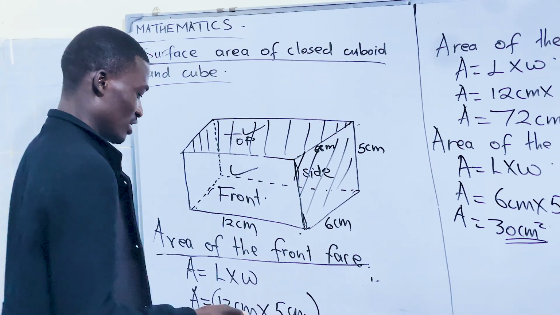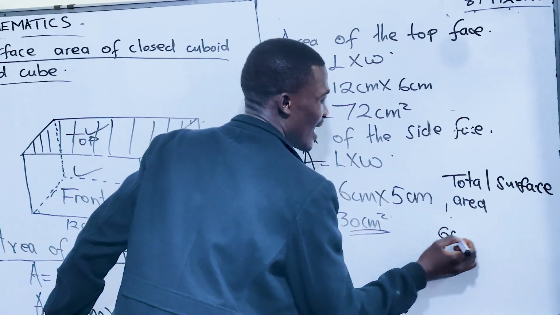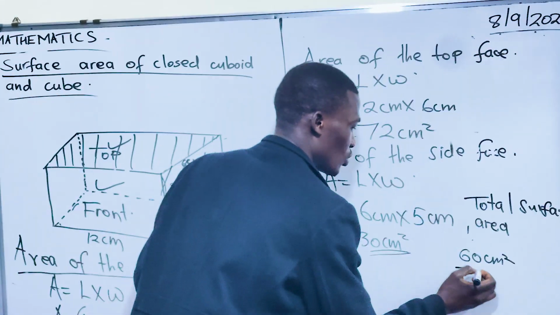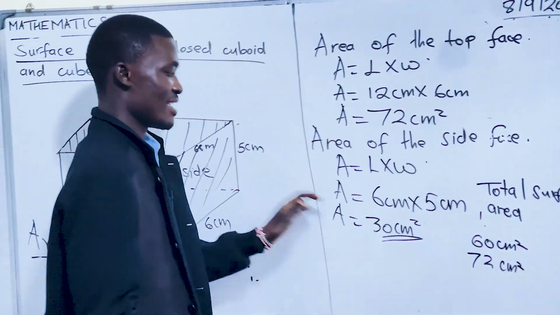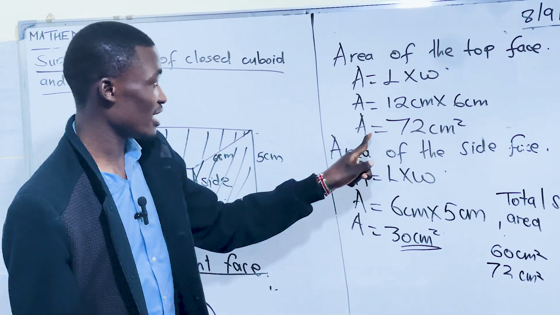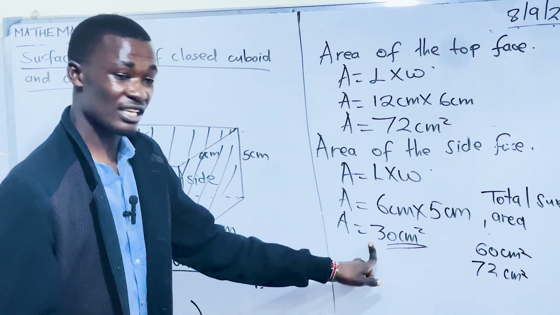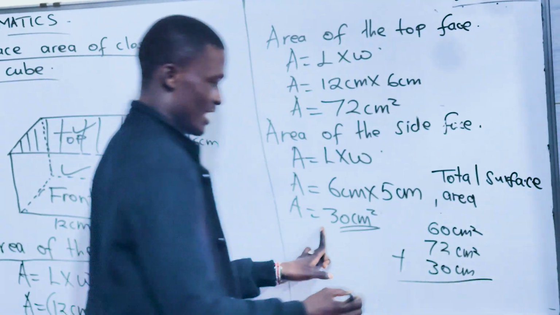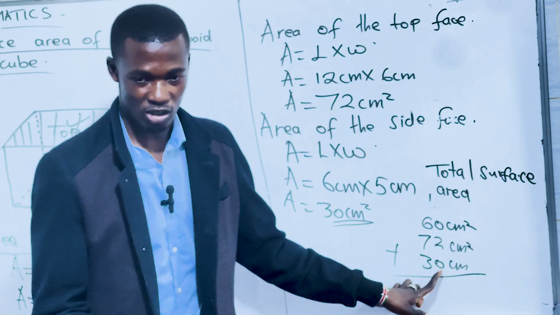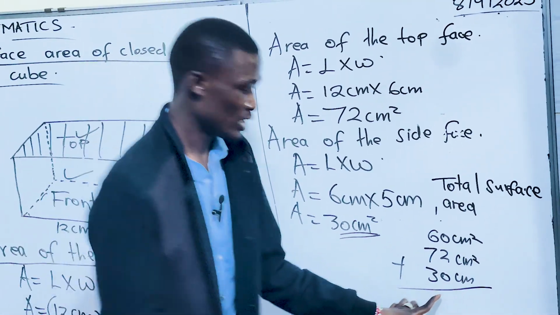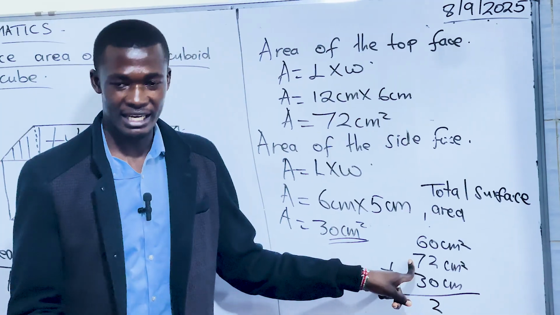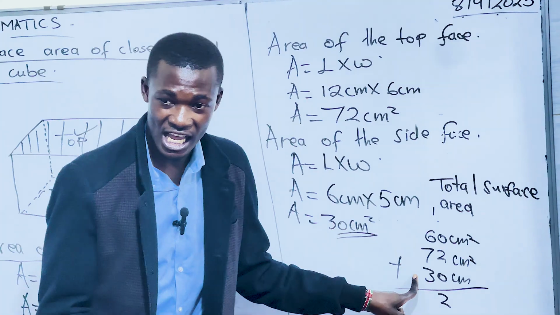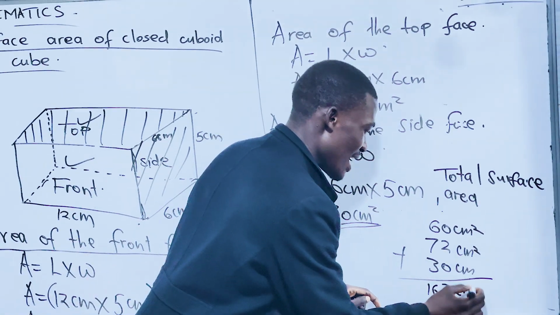What is the area of the front? 60 centimeter squared. The area of the side is 72 centimeter squared. Then the area of this is the area of the top. Then the area of the side is 30 centimeter squared. Now if we add this, what do we get? 0 plus 2 plus 0, we get 2. 6 plus 7 is equals to 13. 13 plus 3 is 16 centimeter squared.